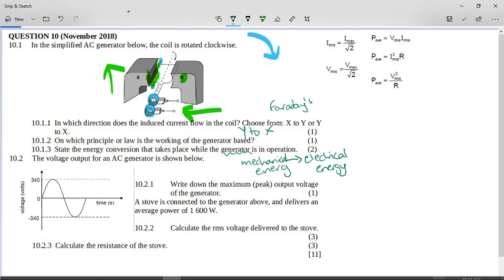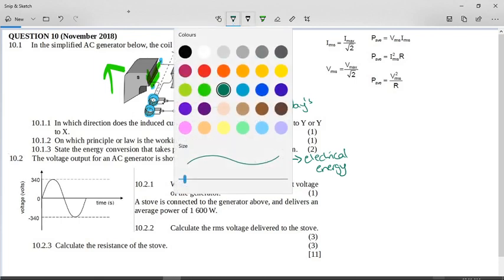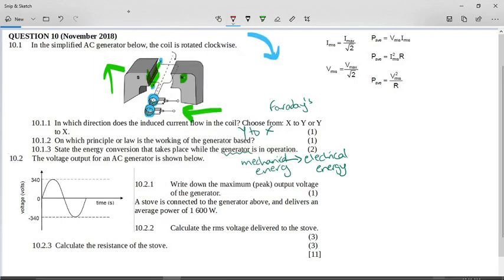Okay, now it says to you, the voltage output for an AC generator is shown below. Write down the maximum peak voltage of the generator. Well, this is easy enough. What is the highest value, which is the peak of the graph? This is 340 volts. Okay, it says a stove is connected to the generator above and delivers an average power of 1600 watts. Calculate the RMS voltage delivered to the stove.